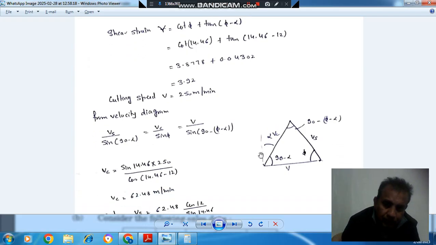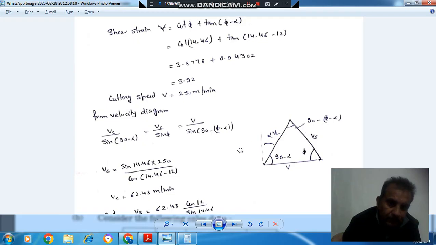So this is your velocity diagram. V is cutting velocity, Vs is shear velocity, Vc is chip velocity. This angle is alpha rake angle, and this would be 90 minus alpha, and this is your shear angle, and this is your 90 minus bracket phi minus alpha. So from this we have Vs by sin 90 minus alpha, and Vc by sin phi, and V by sin 90 minus bracket phi minus alpha.